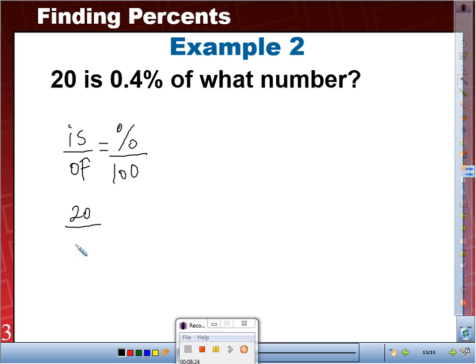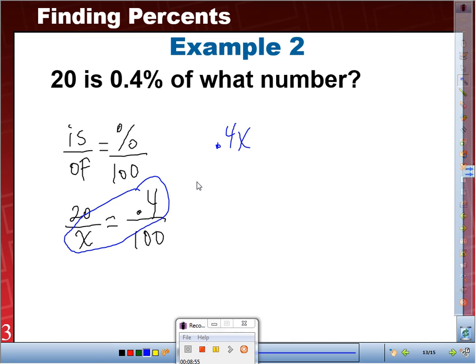Next, 20 over what? What is the percent that they give us? Where does that go? Over 100, so this is 0.4. So what goes down here? X. Okay, good. Let's cross multiply. This becomes 0.4x. This becomes 20 and 2 zeros. So then from there, what is our last step, Carlos?